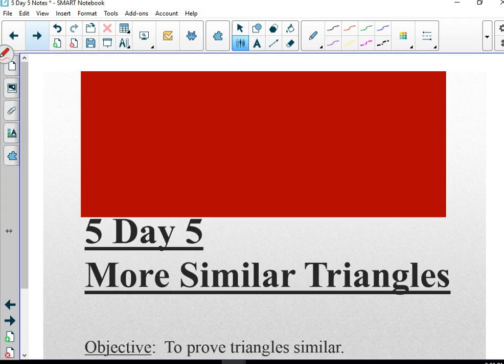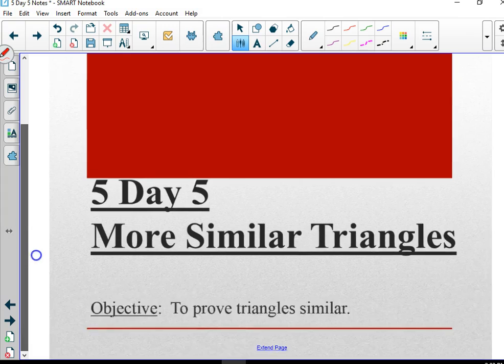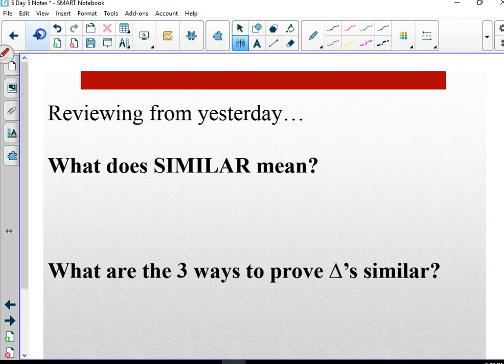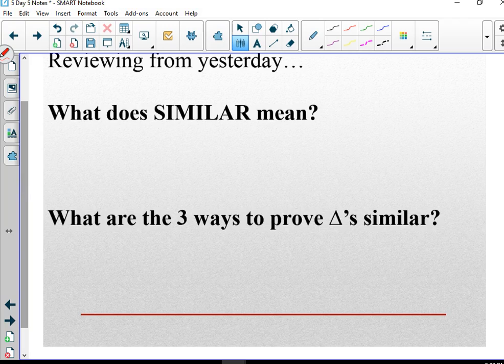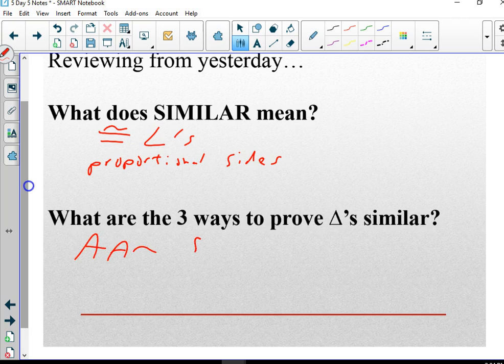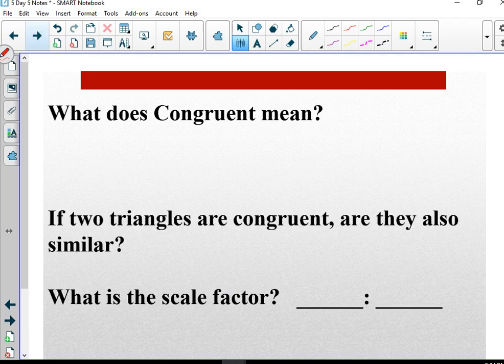So moving on to new stuff, which is really not new stuff, it's just more of the same with similar triangles. So what does similar mean? It means congruent angles and proportional sides. Those are the two properties of similarity. And the three ways are AA, SAS, and SSS. What does congruent mean?